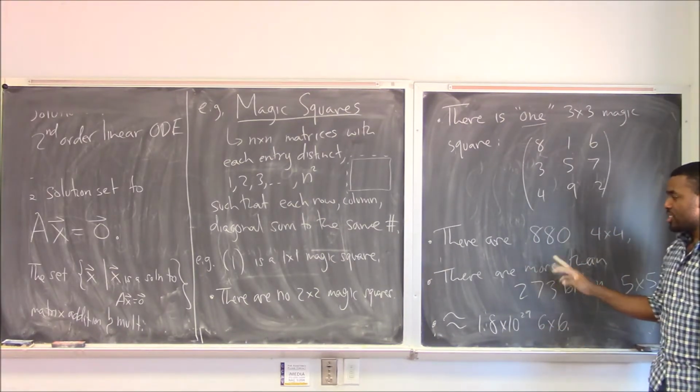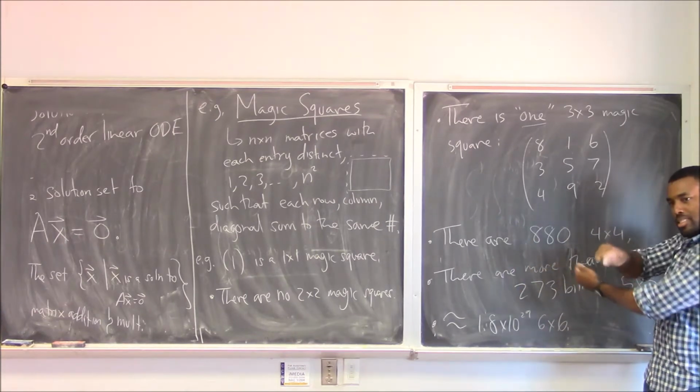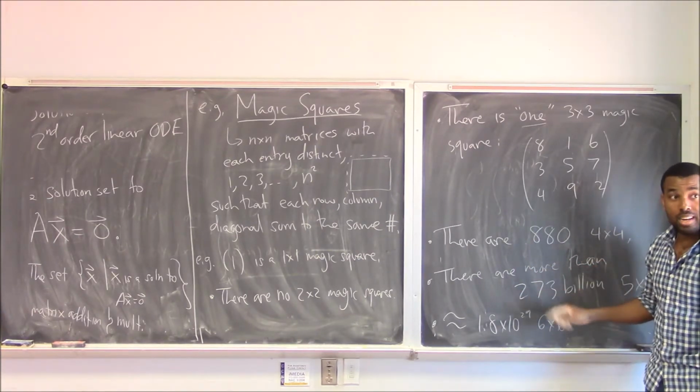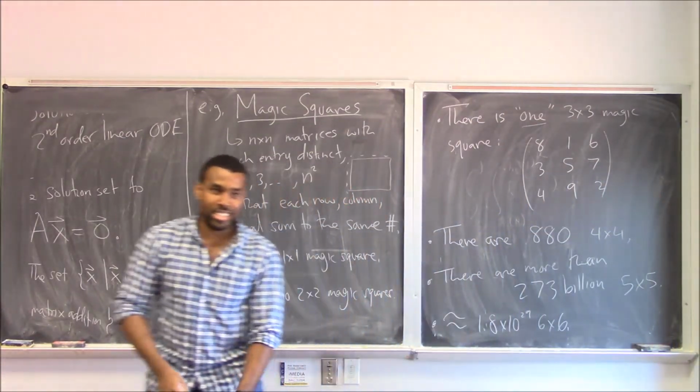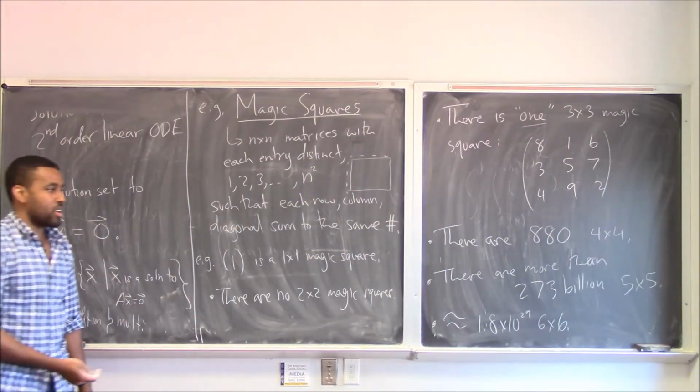So if you take into account all reflections and flipping and symmetry, you will get more than that. But these are distinct ones. It's crazy. It starts to get crazy. And no one can figure out a formula for that.